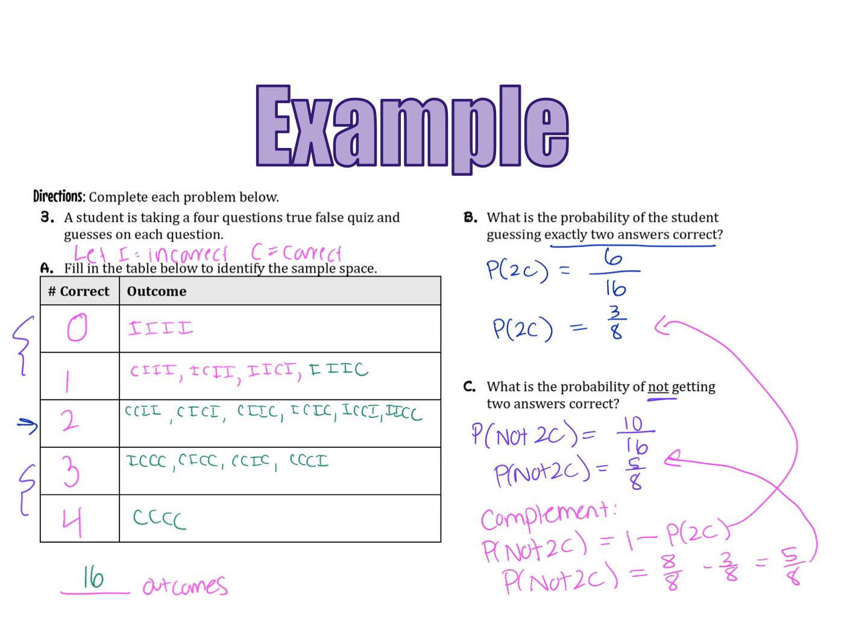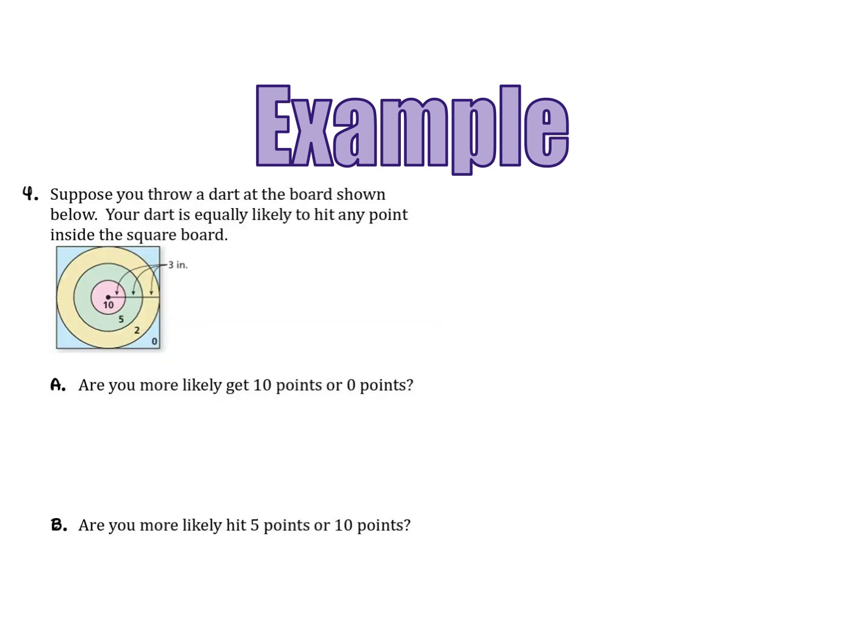Now let's go ahead and look at an example that involves geometric probability. All right, let's suppose that this image here is a dartboard. The question says, suppose you throw a dart at the board shown below. Your dart is equally likely to hit any point inside the square board, the blue board here. And then we're going to be asked 2 questions. Are we more likely to get 10 points or 0 points? And are we more likely to hit 5 points or 10 points?